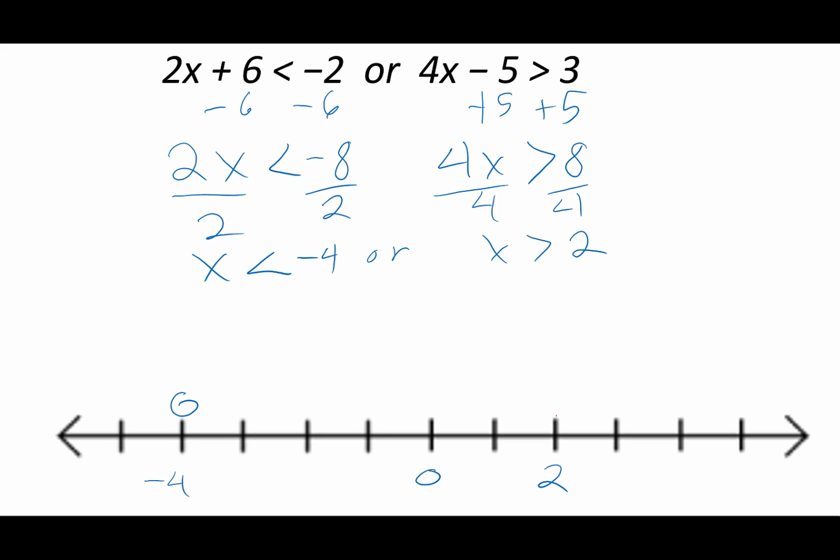So both of these have an open circle. x is less than -4, so I'm shading to the left. And x is greater than 2, so I'm shading to the right. All right, and that is it. Next time we'll be talking about absolute value inequalities.